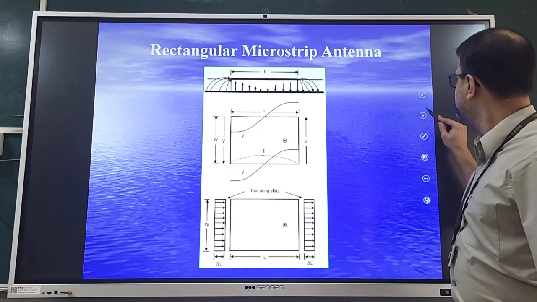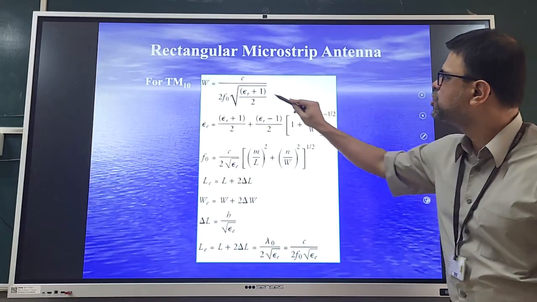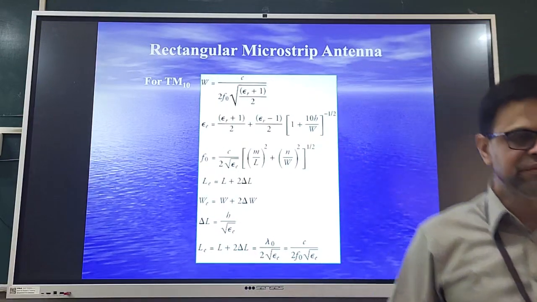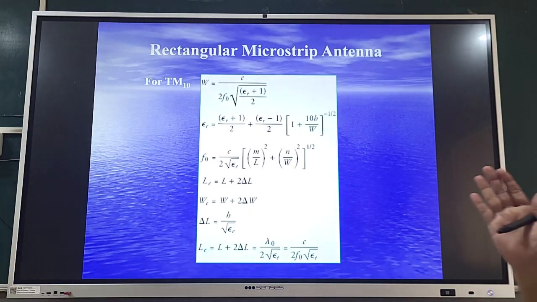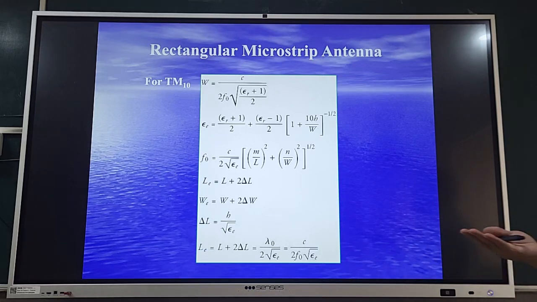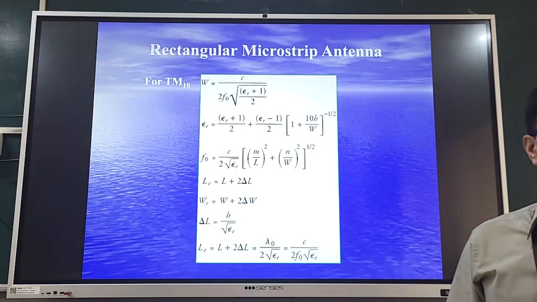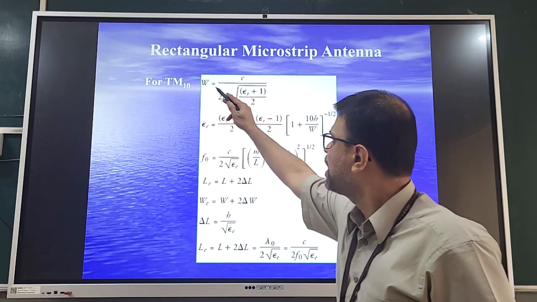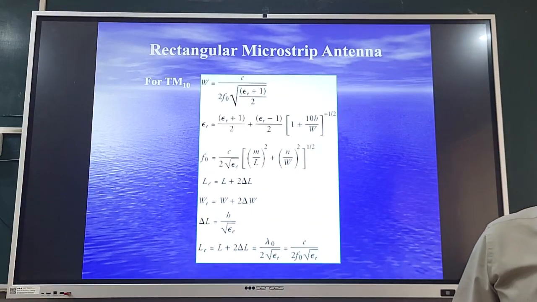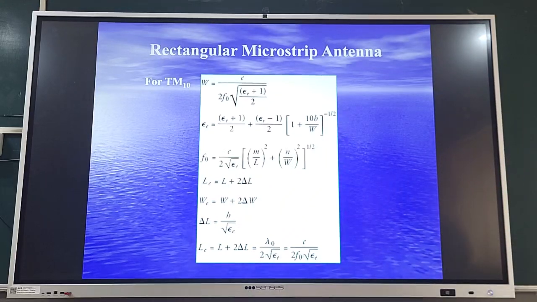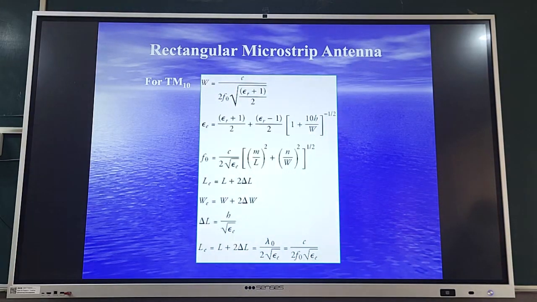This assumption leads to the average value of the dielectric constant in the calculation of width. Why is epsilon r plus 1 divided by 2 used? Because here we are considering an average 50-50 contribution of the fringing fields in the air and in the dielectric. Hence, this is taken as the average value. So, you calculate the width using this equation. That is the first step. Be careful about your units because they are very, very important.